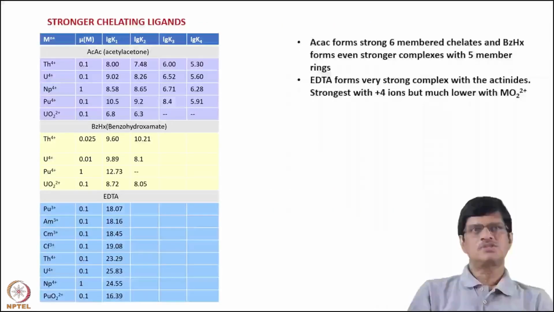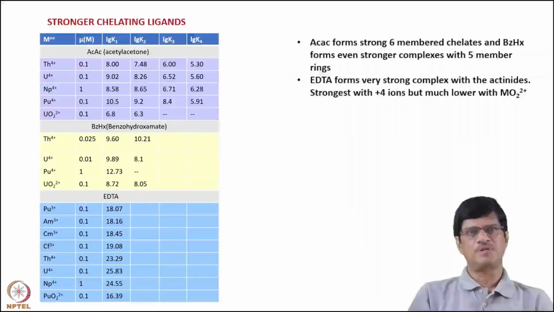Now we go to the stronger chelating ligands like acetyl acetone and benzohydroxamate. In these cases, we actually have the stability constants of some of the complexes, as shown here in Table 13. See here that the complex formation constants are much larger than what has been reported with the carboxylate ligands, and that is because of the very strong chelate formation in these types of ligands.